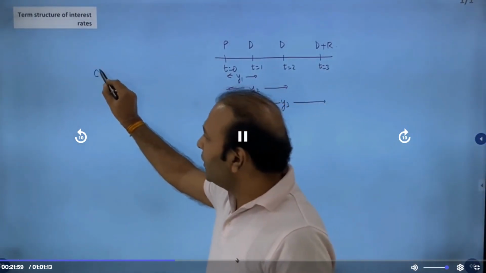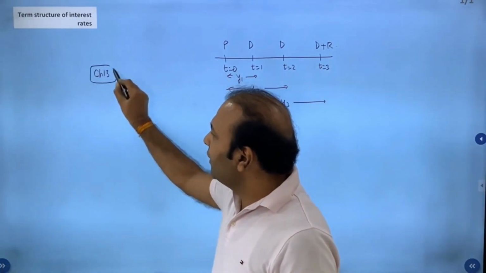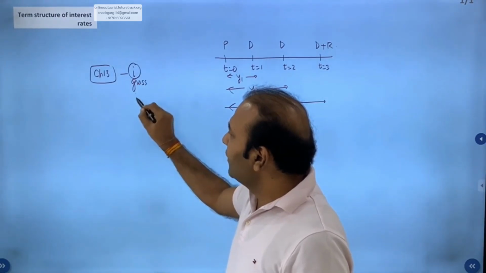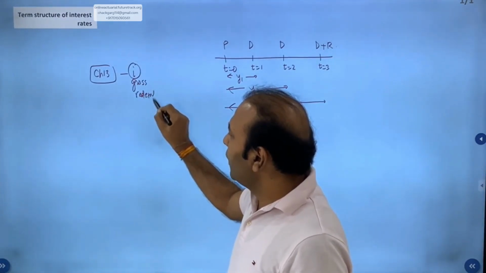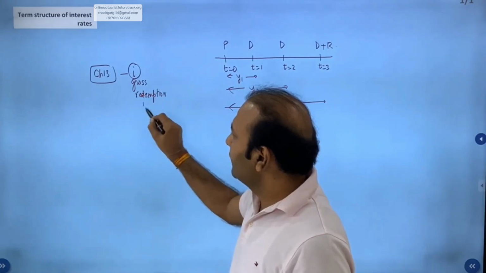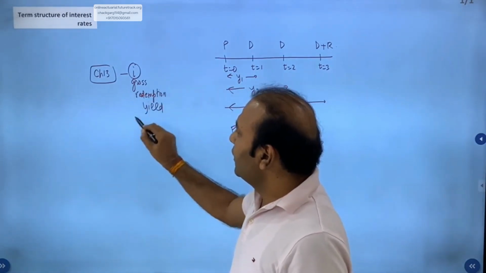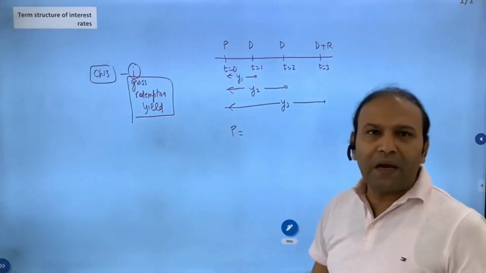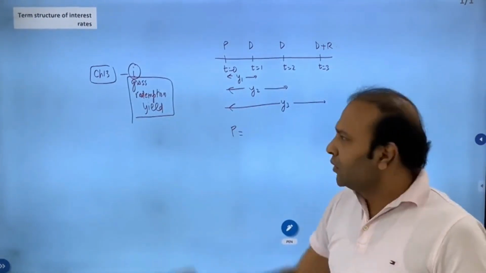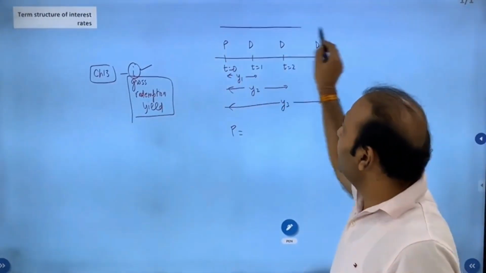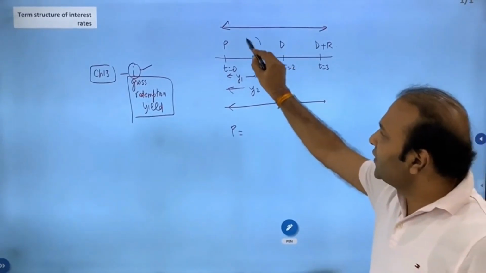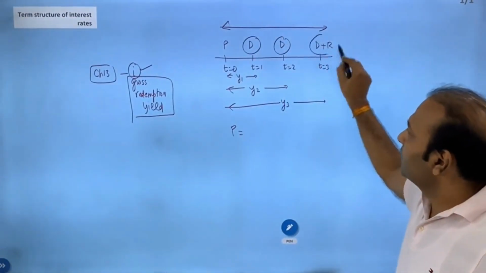We saw gross redemption yield in chapter number 13. Gross redemption yield is basically a weighted average of all this. In gross redemption yield, the average of the coupon payments and redemption payment is already included. So that is a single return we are getting throughout the years. But in spot rate, it is just considering the income at this spot.